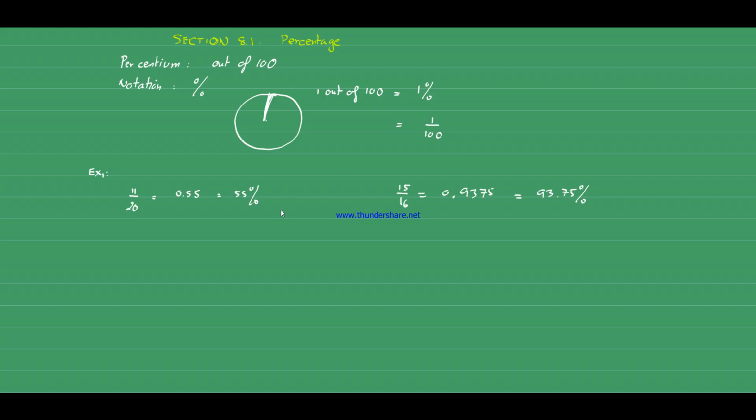And in order to convert to a decimal, it's very easy. You just take the numerator divided by the denominator, and you have the decimal.